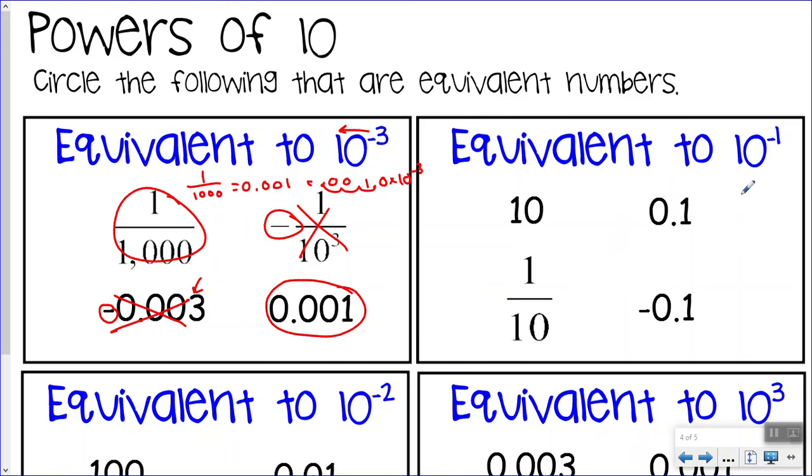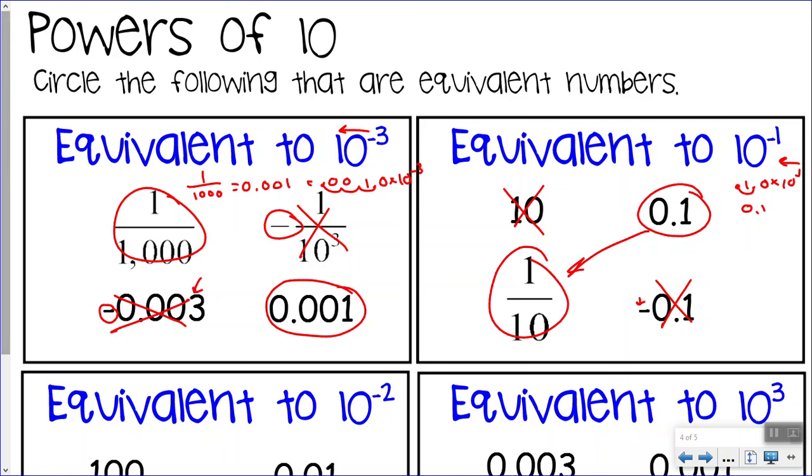We have 10 to the negative first. So it's the same thing as 1.0 times 10 to the negative first. It's a negative exponent, so I'm moving to the left, and it's a 1, so I'm moving 1 space. So I go ahead and move, and I end up with 0.1. Not negative 0.1, and not 10. When I'm 1 space to the right of the decimal point, this is the tenths place. So my decimal is going to be equivalent to 1/10.